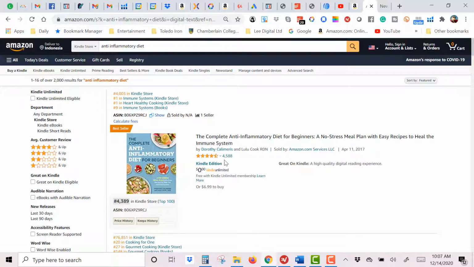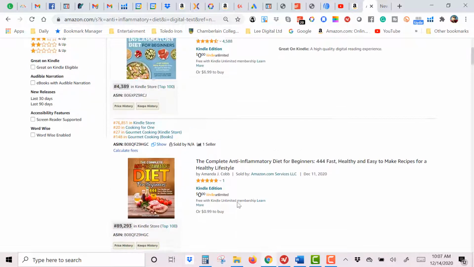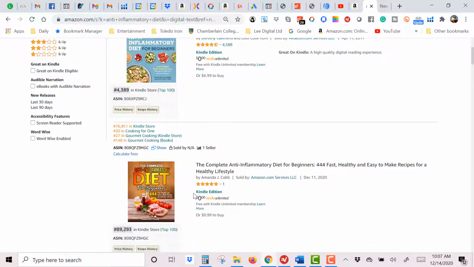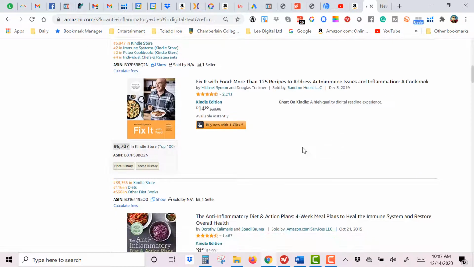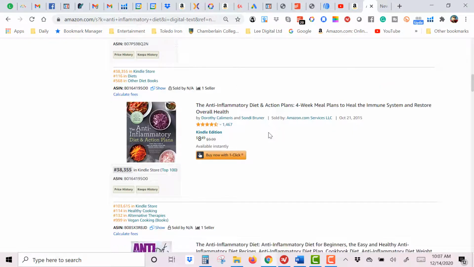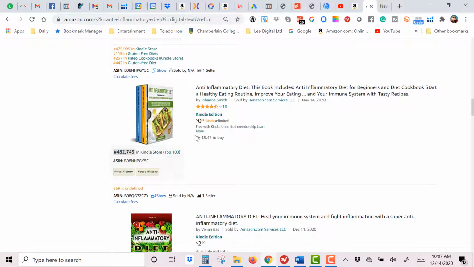This is a legit book, over 4,000 reviews. Here is the first culprit here, anti-inflammatory diet. As you can see, the cover is not so great, but it's ranking pretty good. This is from December. I don't want to see that. This is another legitimate book. Let's look for a self-publisher here. This might be one here. 61 reviews. Let's see. This is definitely one.